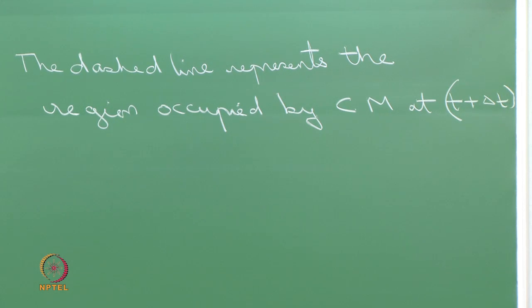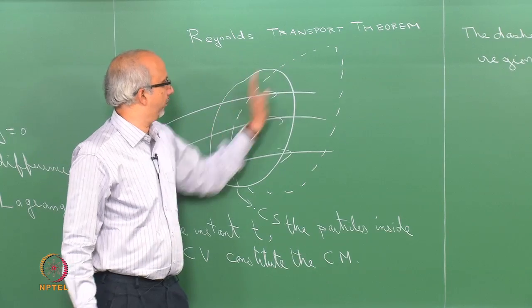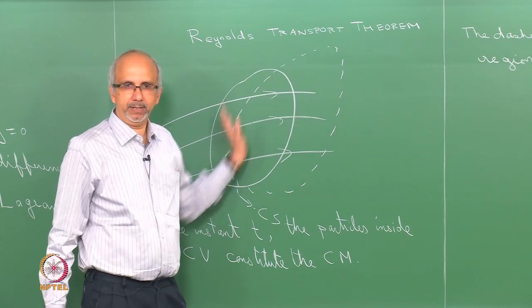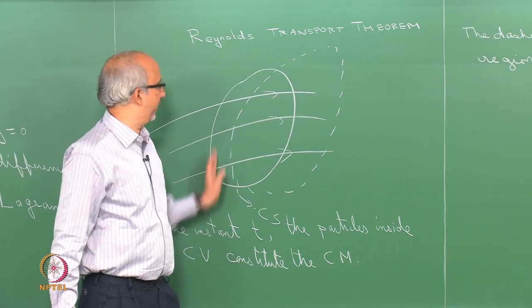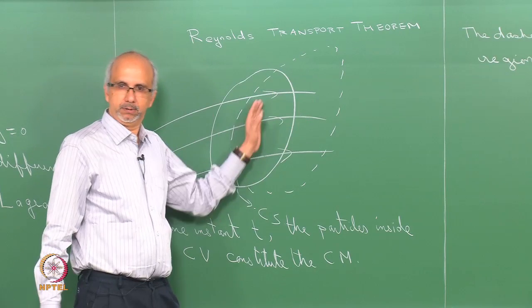Okay. And clearly the mass can move, right, because of the flow, and so it is occupying a different region in space, and that is given by this dashed line. And at time t, the control mass is coinciding with my control volume.